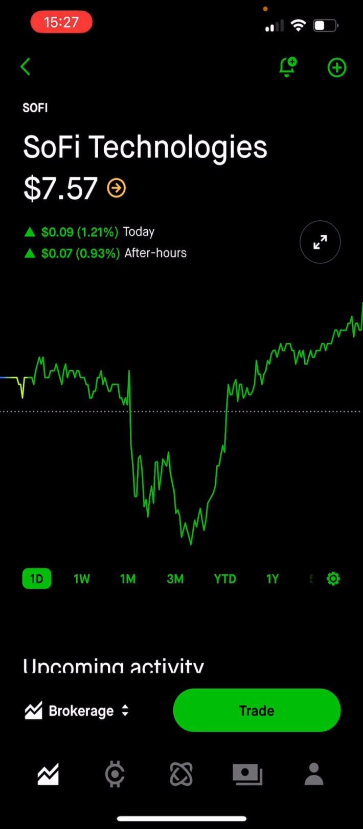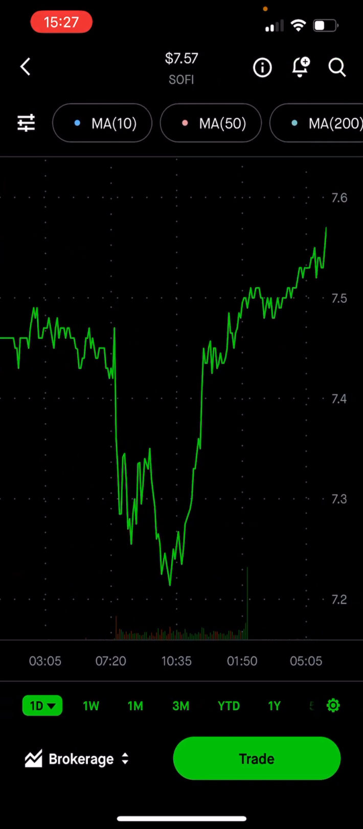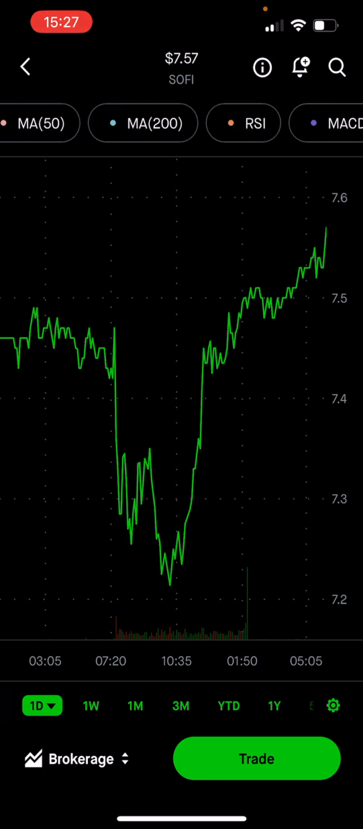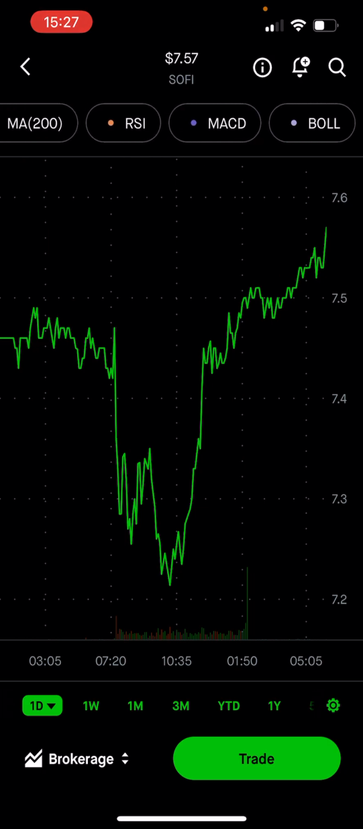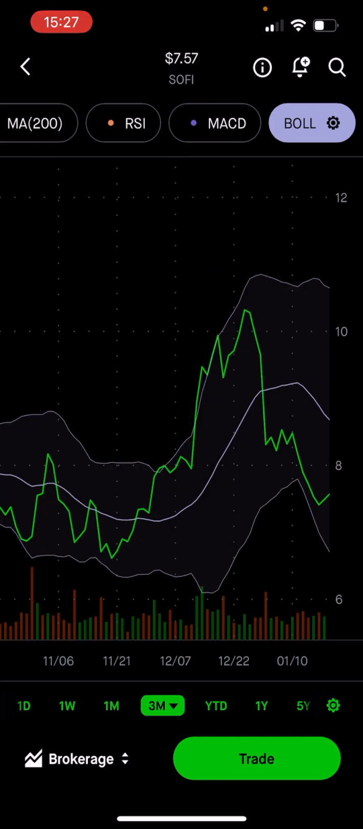Now when I'm selling a cash secured put, there are a few technicals I like to look at. So there's a button with a circle and two arrows within it. I'm going to click on that button. At the top, I'm going to scroll over to Bollinger, the Bollinger Band, and click on that. I'm going to do 3 months out and click on the chart.